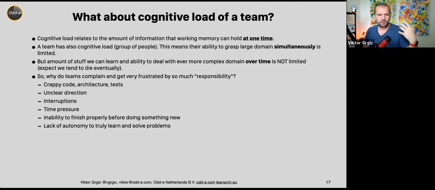Teams quite often complain that they cannot handle so much responsibility. But when we look very carefully, how come they cannot handle it? I notice that there is an unclear direction. People get to work on this, and then suddenly something else, and suddenly something else. So the focus is jumping around without knowing why. There are interruptions by all kinds of stuff, time pressure to deliver, etc. These are the reasons why teams quite often complain that they cannot take so much responsibility. It's not the amount of code, unless the code is really crappy.